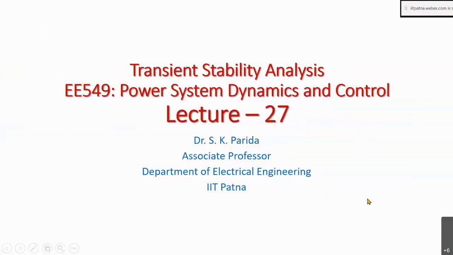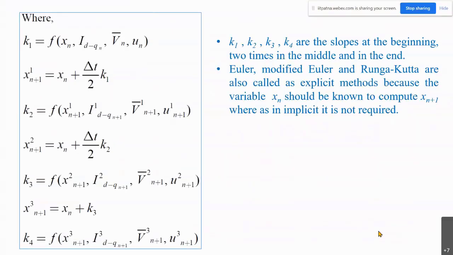Last class we discussed Euler's method, modified Euler method, and Runge-Kutta method. Euler's method is explicit because the variable xn should be known to compute xn plus 1, whereas in the implicit method it is not required.